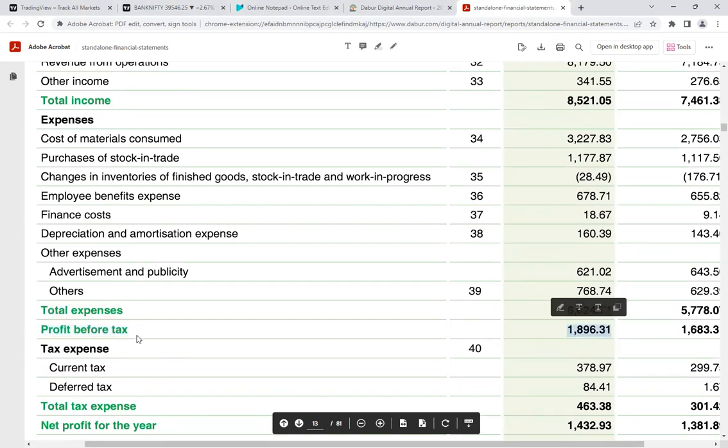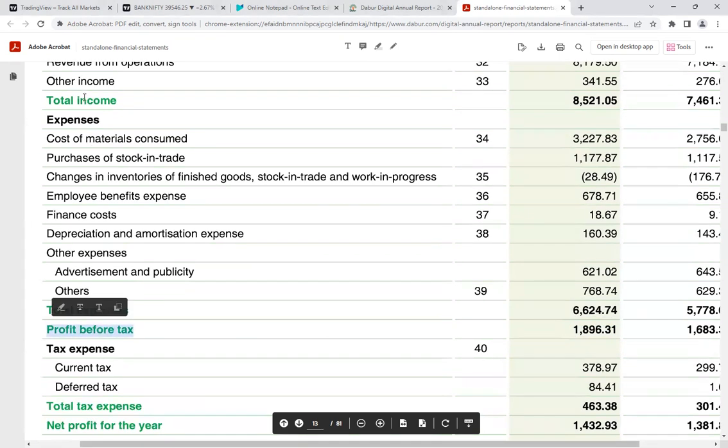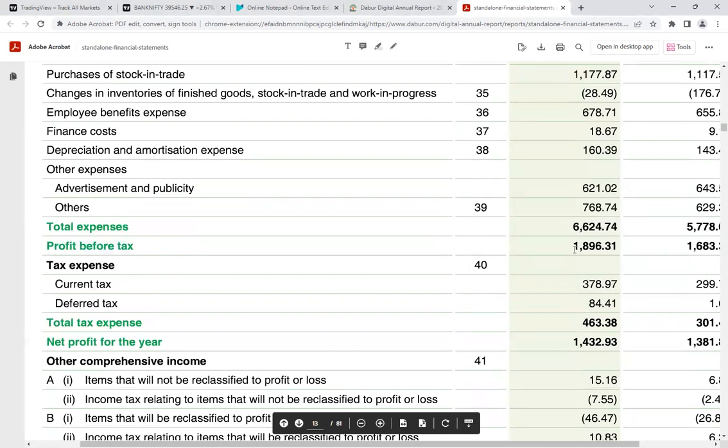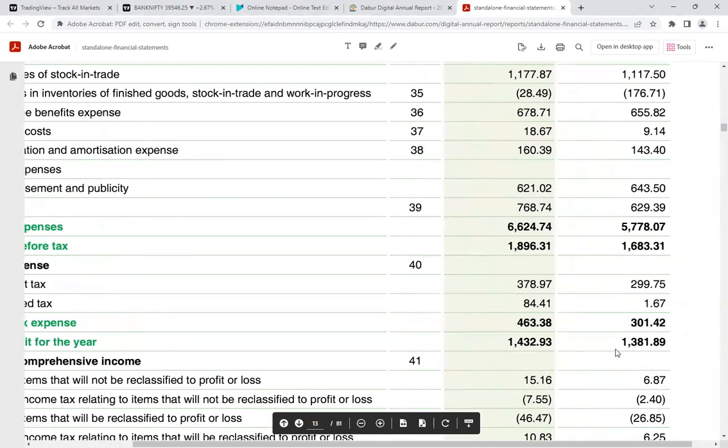The total profit before tax, which is total income minus total expenses, comes up to 1,896. Out of this profit before tax, the company has to pay tax, right? If they subtract the total tax of 463, the net profit remaining to the company is 1,432 crores. Compared to the previous year, that is around 1,381. So there is an improvement, a positive increase in the net profit for 2022.